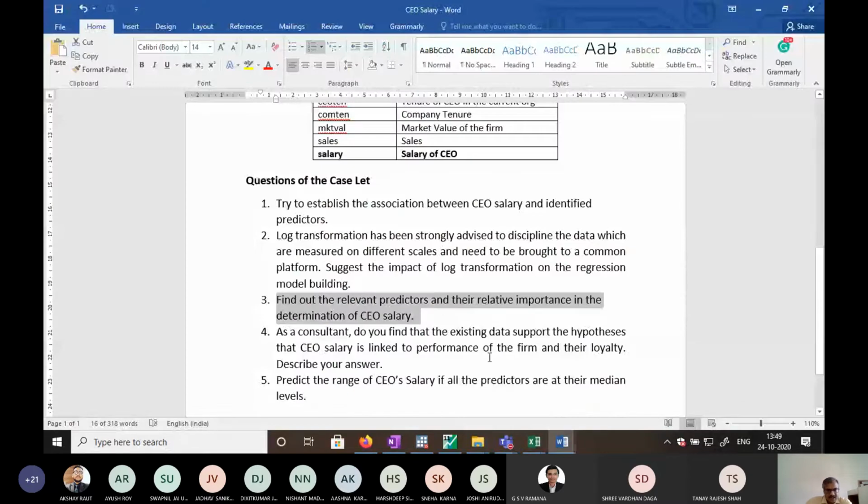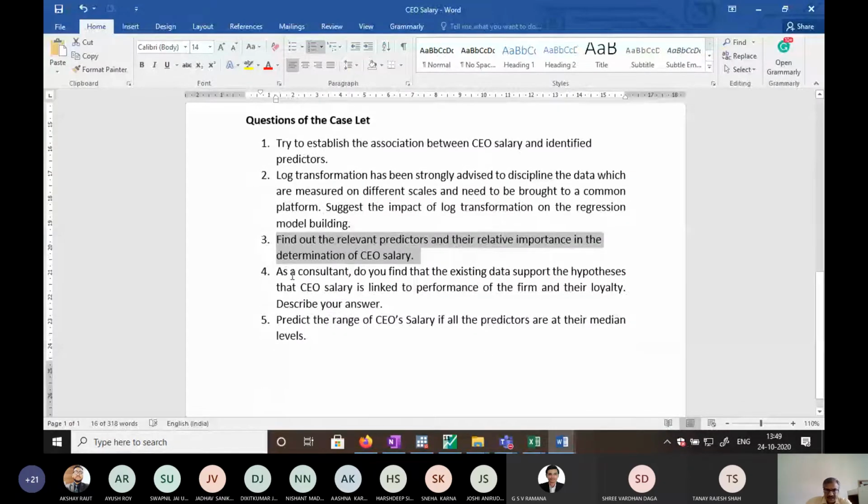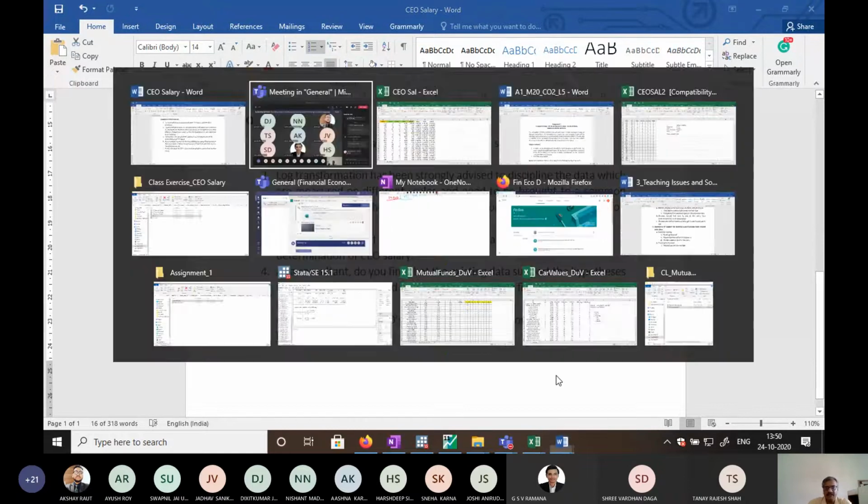So next is, as a consultant, do you find that existing data support the hypothesis that CEO salary is linked? We'll see to it whether the CEO salary is linked to the performance of the firm or loyalty. That is the big question with which we started. So we'll see to it when we run the regression. And then predict the range of CEO salary if all the predictors are at their median levels. You have studied the mean, median, mode and all.